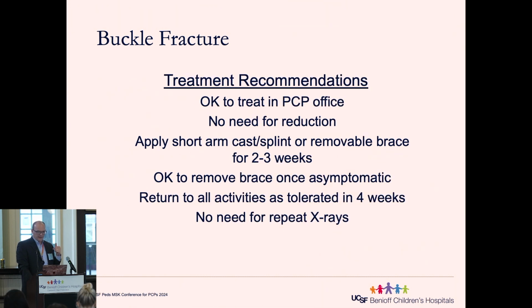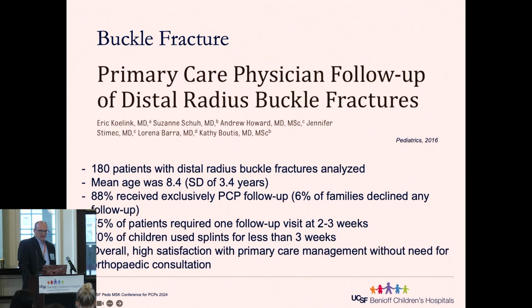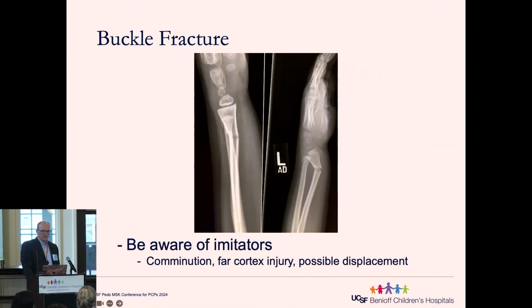And the other thing is there's actually data to support that treatment in a PCP's office is absolutely appropriate. There's no need for reduction. Put the brace or the cast on, remove the brace once they're asymptomatic, and generally after about 4 weeks, they're able to return to regular activities, and usually don't even need x-rays. The study to support it showed that patients really just required one follow-up. Most of the kids only used the splint for about 3 weeks, and there was very high satisfaction with this, both for the patient and the family. So go ahead, take care of those, but know which ones are bad, all right?